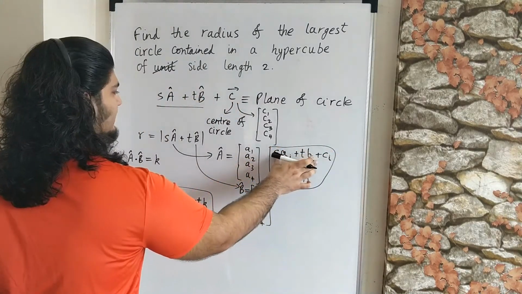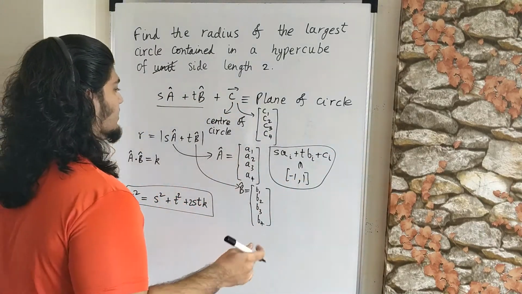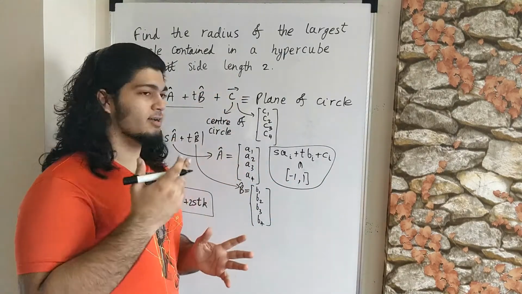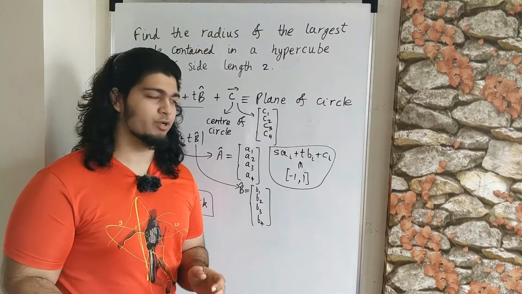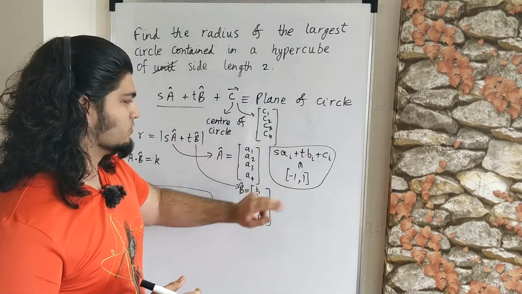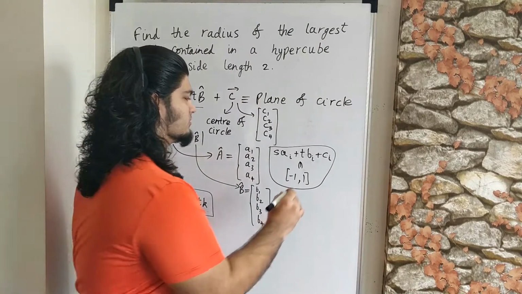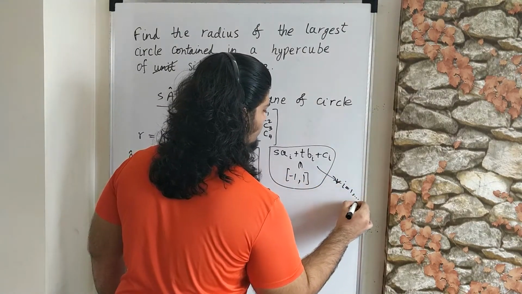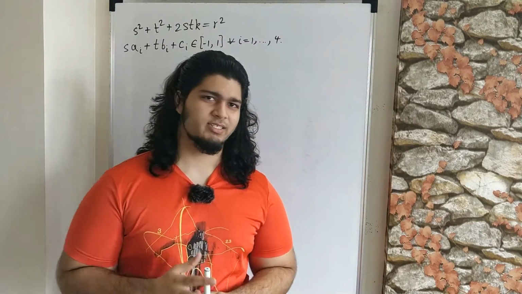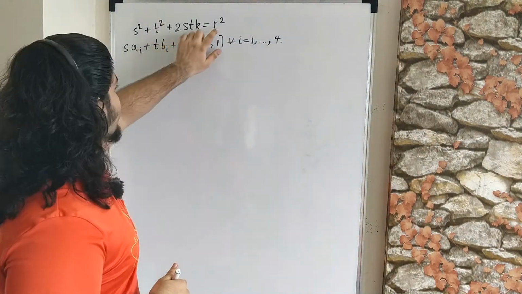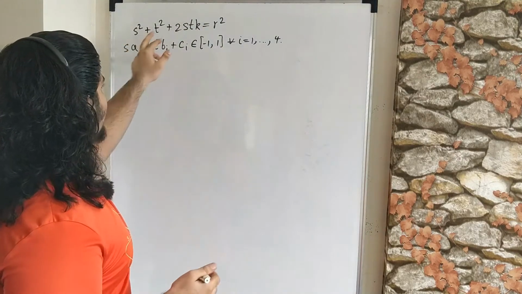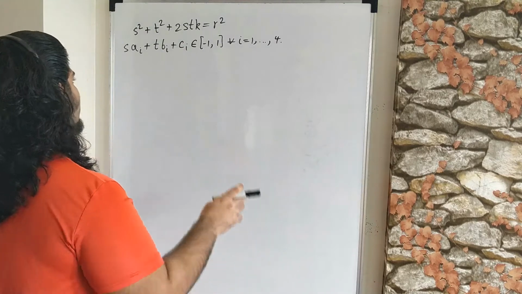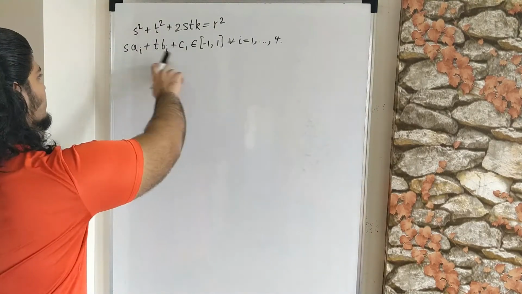So this is the coordinate of any point on the circle, and we already saw that the definition of a hypercube is that all the coordinates of points inside the hypercube are in the interval -1 to 1. So we can put this restriction, for all i equal to 1 till 4. So now the question boils down to finding the maximum possible value of r such that s square plus t square plus 2stk equals r square has all its solutions satisfying this condition.